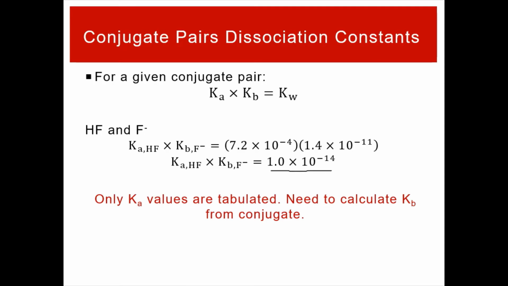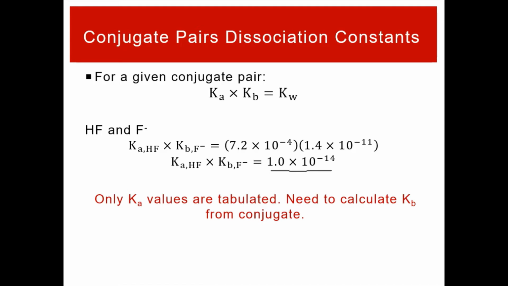And so as a result of this relationship, we can always predict, if you have the acid, what the conjugate base is, or if you have the base, what the conjugate acid is. And so we don't need to have tables of both Ka and Kb. We've seen the tables of Ka previously. Those are what are always going to be available. They're just tables of weak acids with all of their Ka constants that we have from experiment. We can take those and compute Kb.